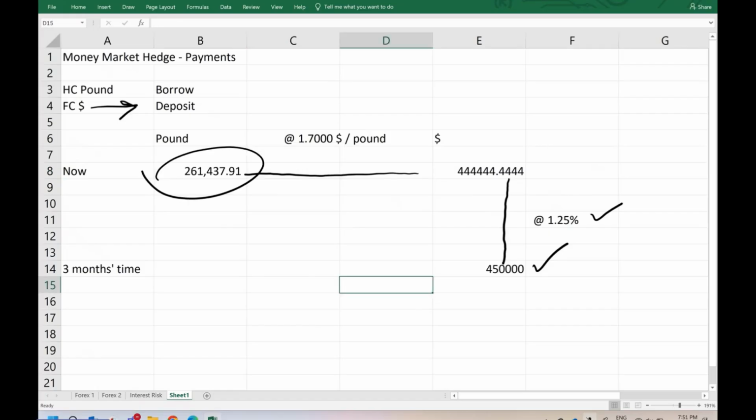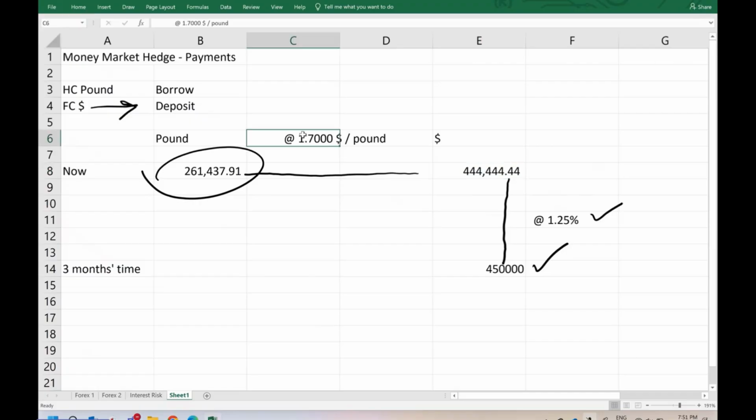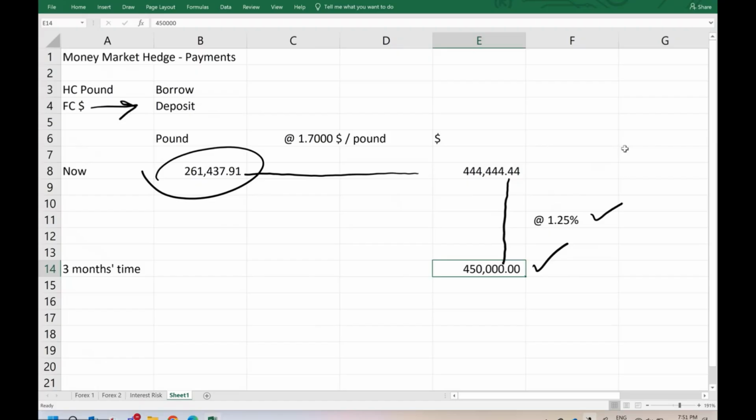You will borrow 261,437 pounds today. You will convert into this many dollars today using an exchange rate of 1.700 and deposit into a dollars bank account. After 3 months, at this interest rate, this amount will be exactly equal to the amount that you have to pay to the foreign supplier. Withdraw and pay. That's it. That's the hedge.